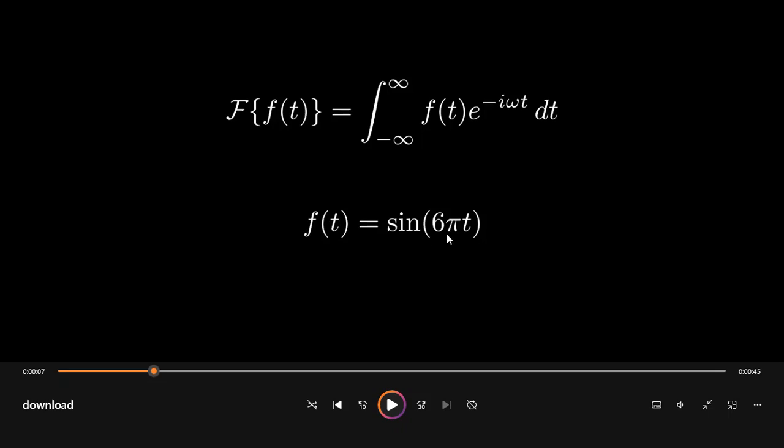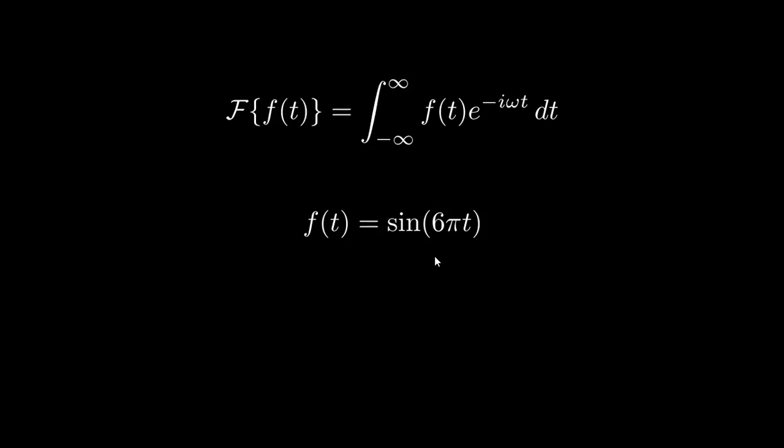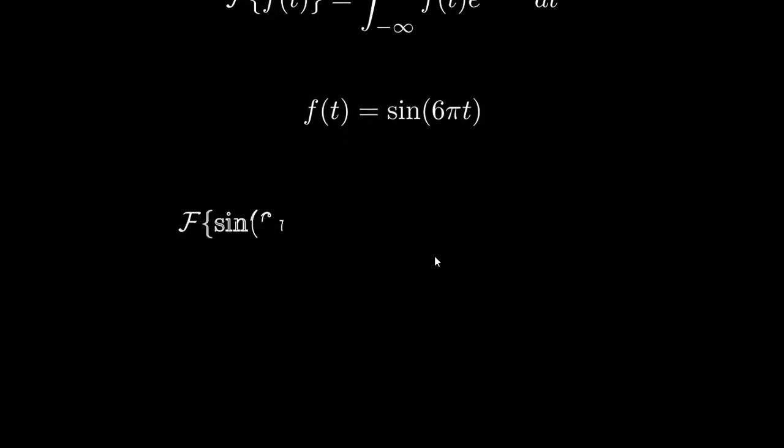This is sin(6 pi t). This function has a frequency of 3 Hz. So what we expect is that the Fourier transform of this function will give us a solution of 3 Hz, namely the frequency will be 3. It's a sine, so the magnitude will be a complex number, but the frequency should be 3. So we continue. This is the function, this is the Fourier transform.